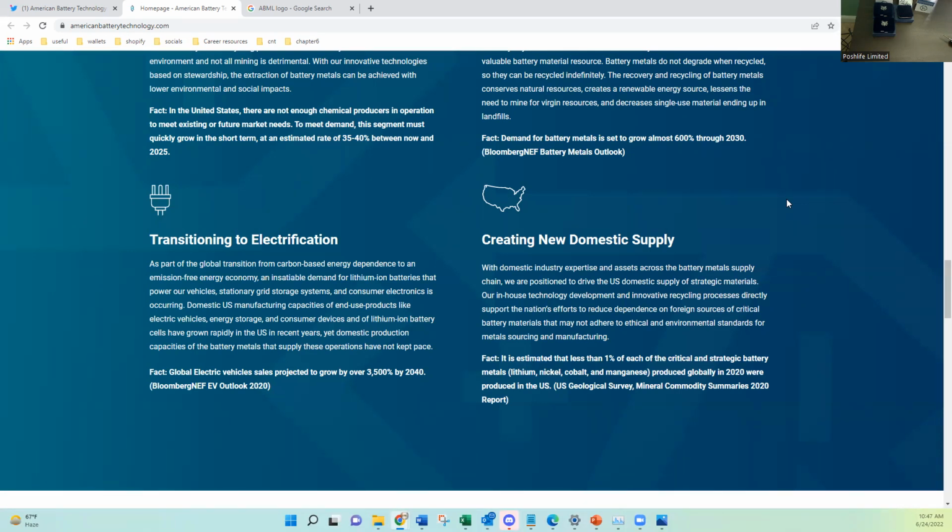Creating a new domestic supply. With domestic industry experts and assets across the battery metal supply chain, we are positioned to drive the U.S. domestic supply of strategic materials. Our in-house technology development and innovative recycling process directly support the nation's efforts to reduce dependency on foreign sources of critical battery materials that may adhere to ethical and environmental standards for metals sourcing and manufacturing. Fact, it is estimated that less than 1% of each of the critical and strategic battery metals, lithium, nickel, cobalt, and manganese, produced globally in 2020 were produced in the U.S.